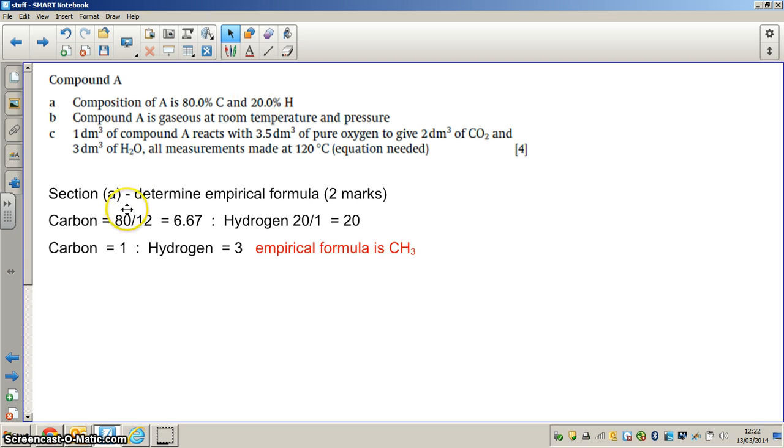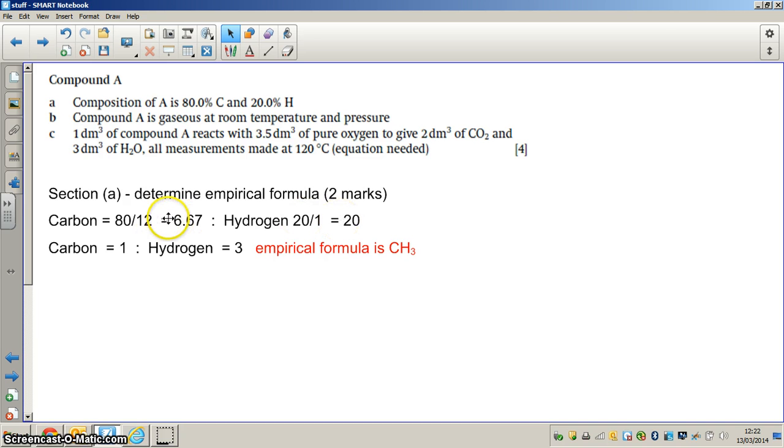So the first stage then is to work out what the ratio of moles of carbon to moles of hydrogen are. And we do that quite simply by taking the 80% for carbon and dividing it by its relative atomic mass, which gives us a figure of 6.67. And we do exactly the same for hydrogen. We take 20% divided by its relative atomic mass, which gives us an answer of 20. So we've got a ratio of carbon 6.67 to 20 hydrogen.